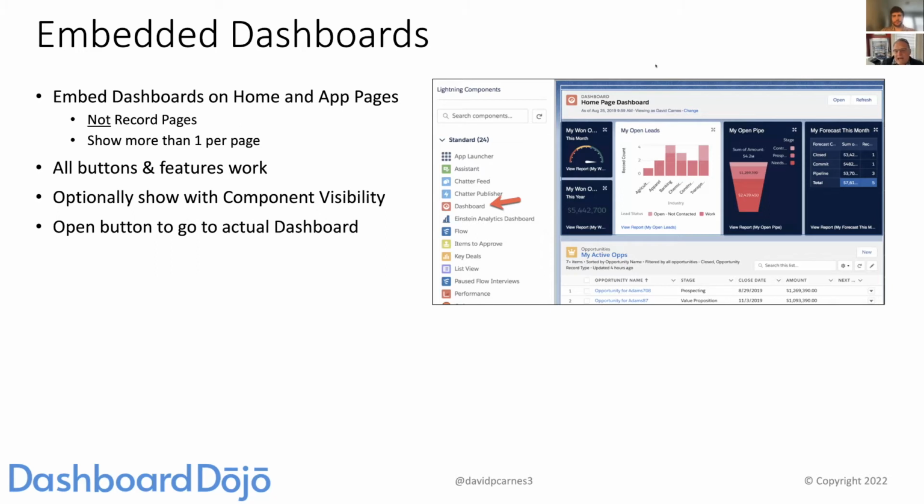But when you add a component, either for report chart or dashboard onto the page, if you click on the component, the properties appear over on the right, and you can specify which dashboard. There's a few other things that we'll talk about. So the key thing for me is that all the buttons and features work. And we also have one extra thing. We have an open button. So there's a refresh button, as you'd always expect with a dashboard, but there's also an open button if you want to go to the whole dashboard.